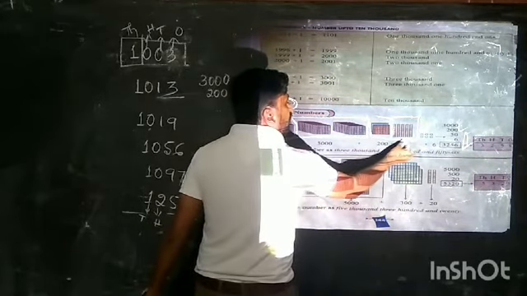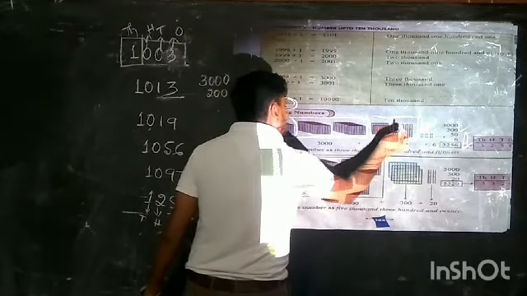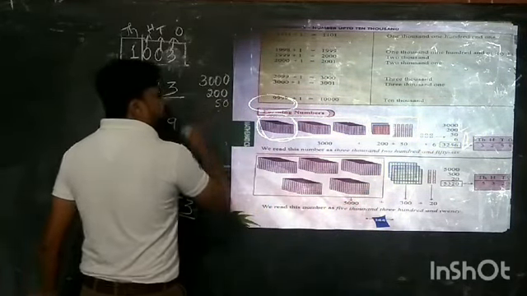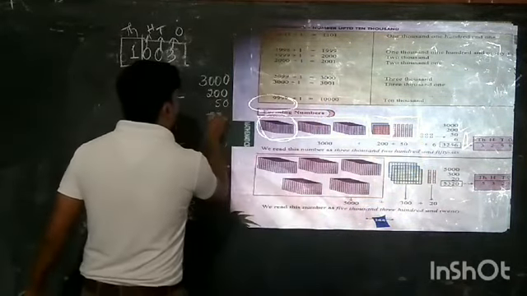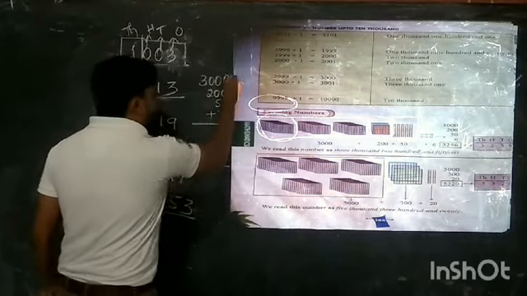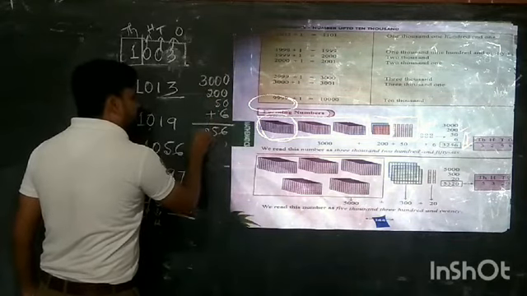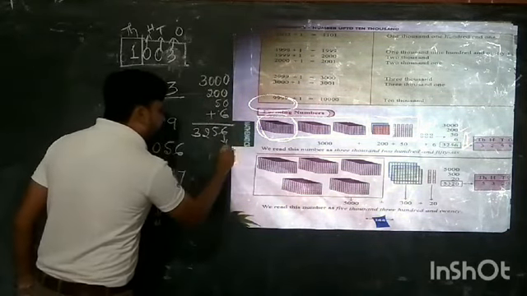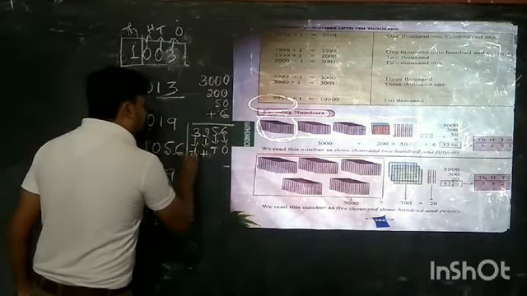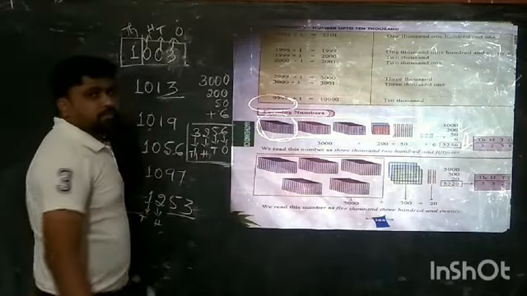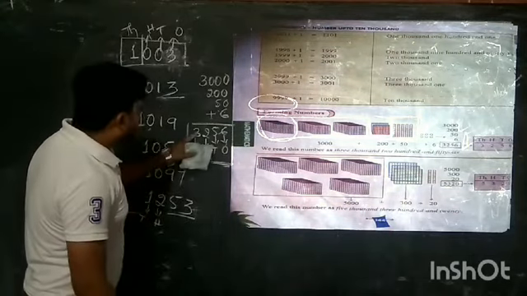See, 1, 2, 3, 4, 5. 10 plus 10 plus 10 plus 10 plus 10. Total 50. And the last one, see, 1's place. 1, 2, 3, 4, 5, 6. Plus 6, we can add. That means 6. So 3, 2, 5, 6: it is in 1's place, 10's place, 100's place, and 1000 place. Correct? It is in the 1000 place. Nothing more. How to read 3000?